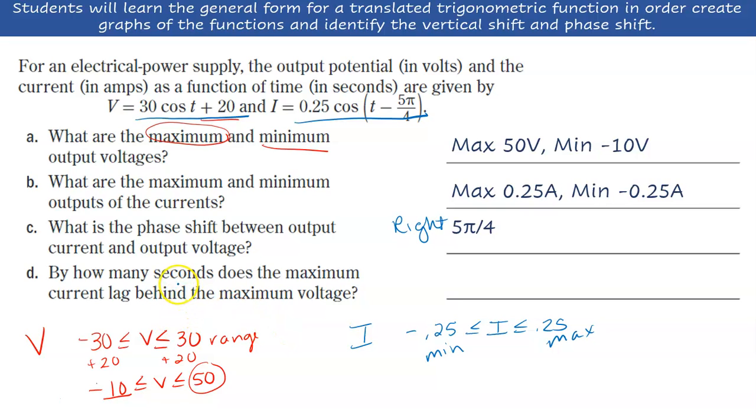And then it says, by how many seconds does the maximum current lag behind the maximum voltage? Well, since it's cosine, our cosine starts at the maximum. So we're starting at 50 here. This one is not. It's 5 pi divided by 4 behind. They want that in terms of seconds. So to make that in terms of seconds, we just divide 5 pi divided by 4, and we get about 3.93 seconds. So that's what happens when you have a phase shift and vertical shifts.